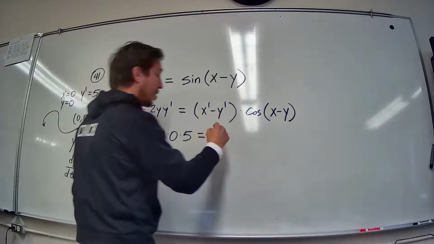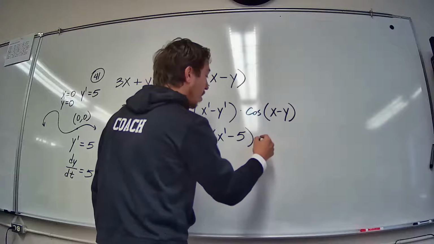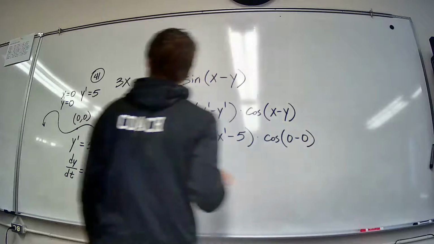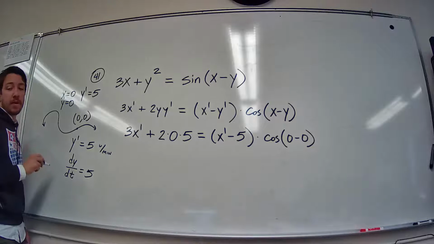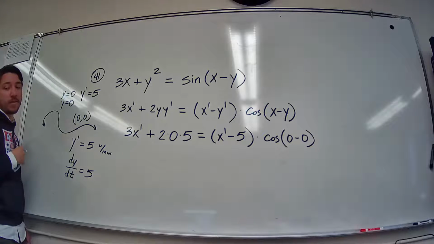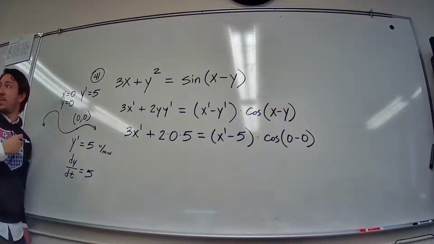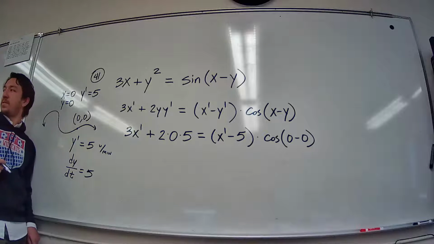Mr. Hall, is the 3x prime just 3x? Why is it x prime? When you're talking about time, time is the variable. x is like a function of time now. What you can catch as a mistake here is, if you don't write x prime, you're going to ask yourself, what am I even looking at? What am I trying to solve for?